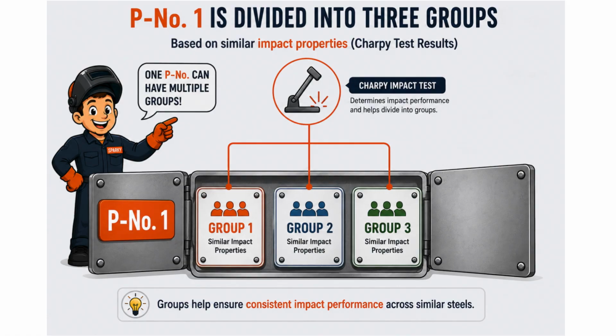These only come into play when a WPS needs to be qualified with toughness testing by some other referencing code. Remember supplementary essential variables from last episode? This is exactly where they live. A P number tells you the broad family. A group number tells you exactly how far you can push it when toughness is on the line.